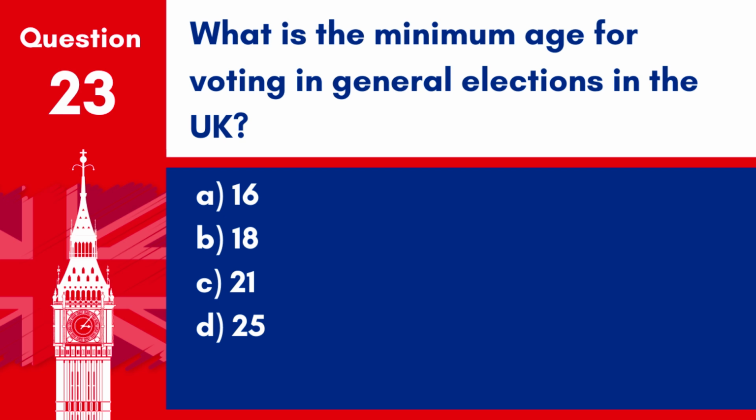Question 23. What is the minimum age for voting in general elections in the UK? A. 16. B. 18. C. 21. D. 25. Answer: B. 18. The minimum age for voting in general elections in the UK is 18.